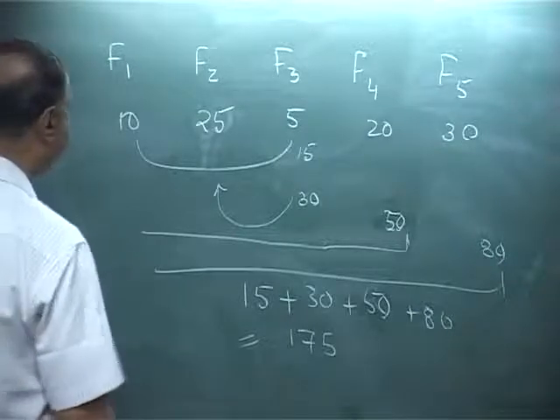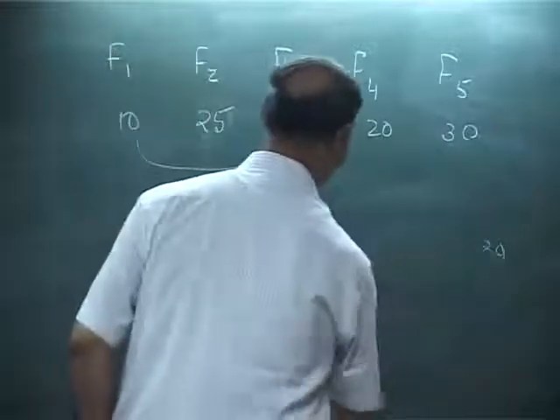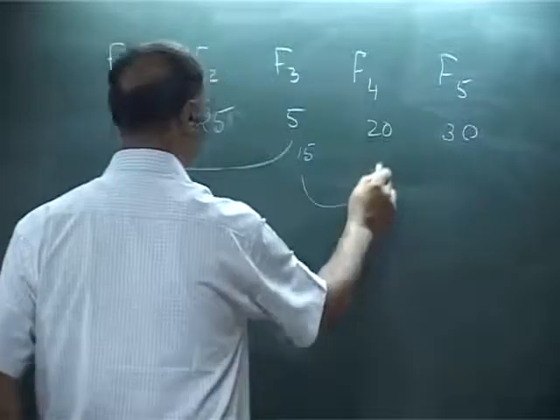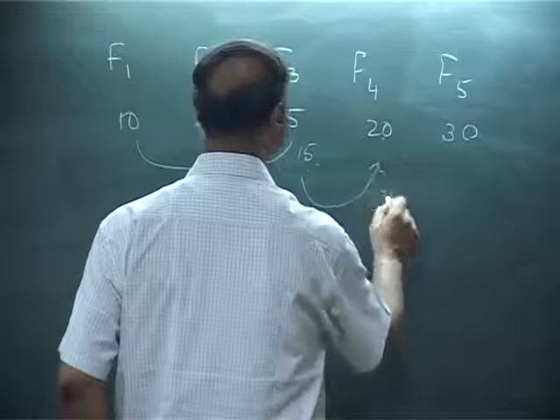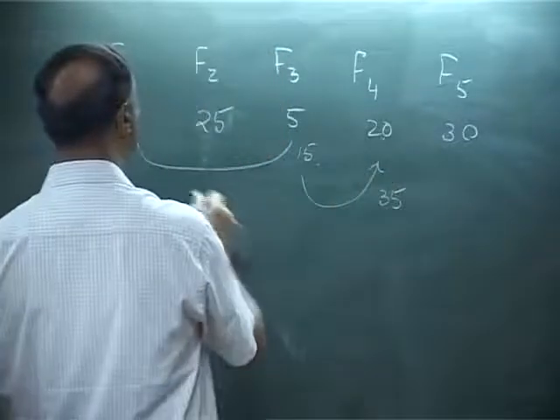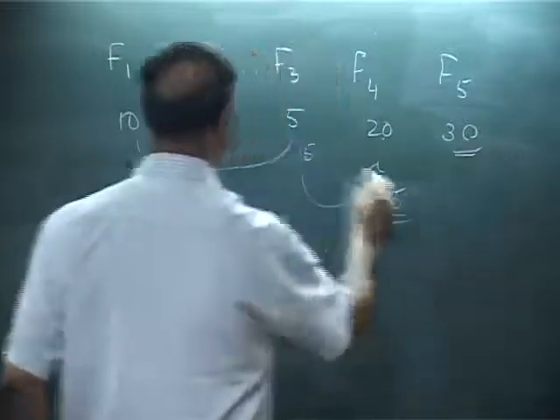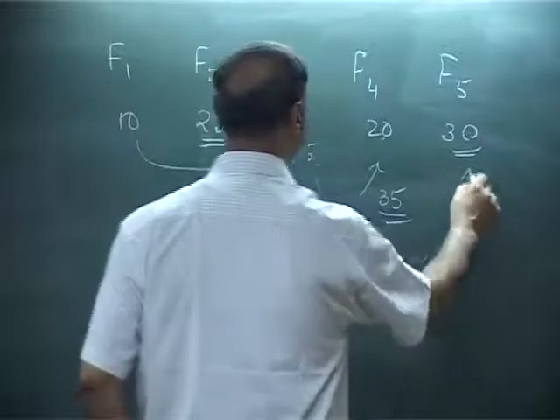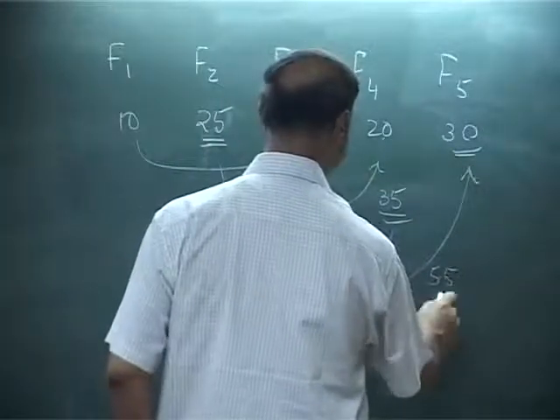Okay? In that case, instead of marking this one, you should have marked this one. Then the file size becomes 35. Now, among these three, you consider the two smallest ones, these two are the smallest, whose size becomes 55, and then you mark this one.